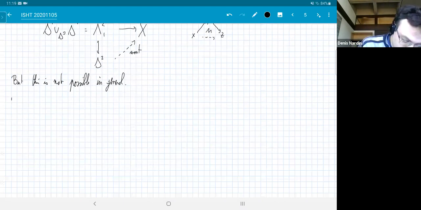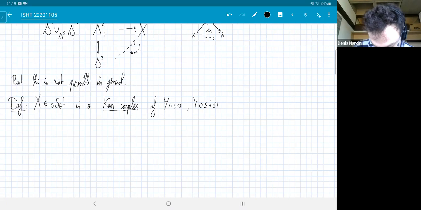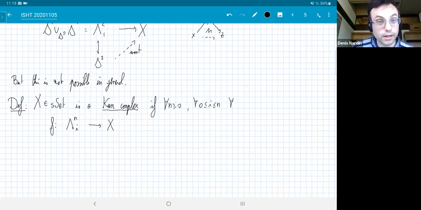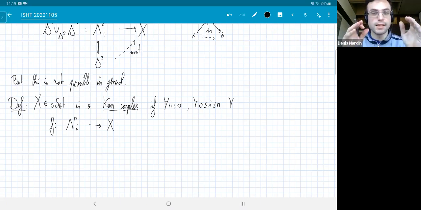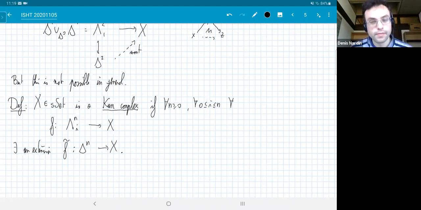So in order to do that, we put a definition. A simplicial set X is a Kan complex if for every n, for every i, and for every map from this horn into X (remember, Lambda n i is the union of all the faces except for the ith one), there exists an extension f tilde from Delta n into X. And it's clear how, for example, in the case n=2 and i=1, this fixes the problem.